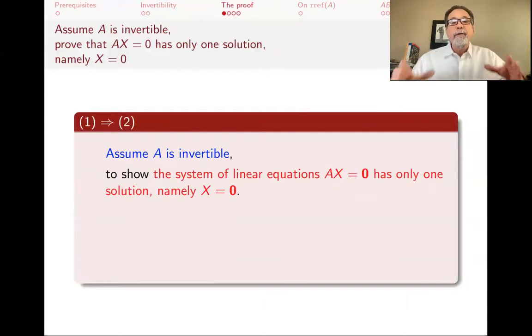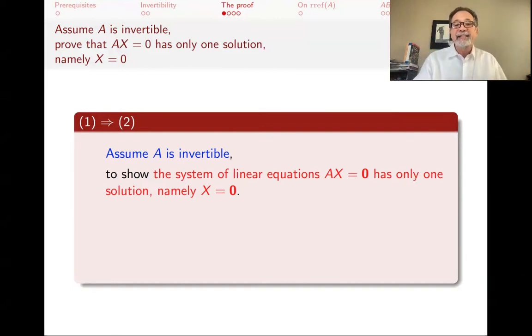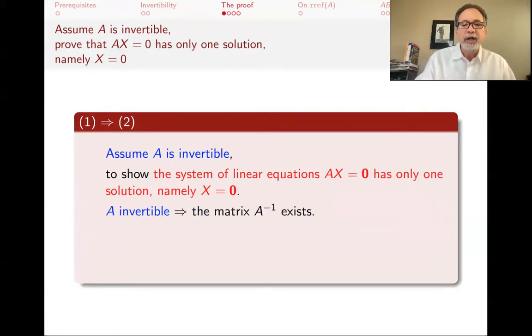Whenever you're doing a proof, you want to be clear about what the assumption is and what the conclusion is, and set that up so that you know when you're done. Knowing the structure of the proof is helpful. So I'm going to start with AX equals 0 and show you that X must be 0. A is invertible, so that means there's some matrix called A inverse that, if I multiply by A, I get the identity matrix.